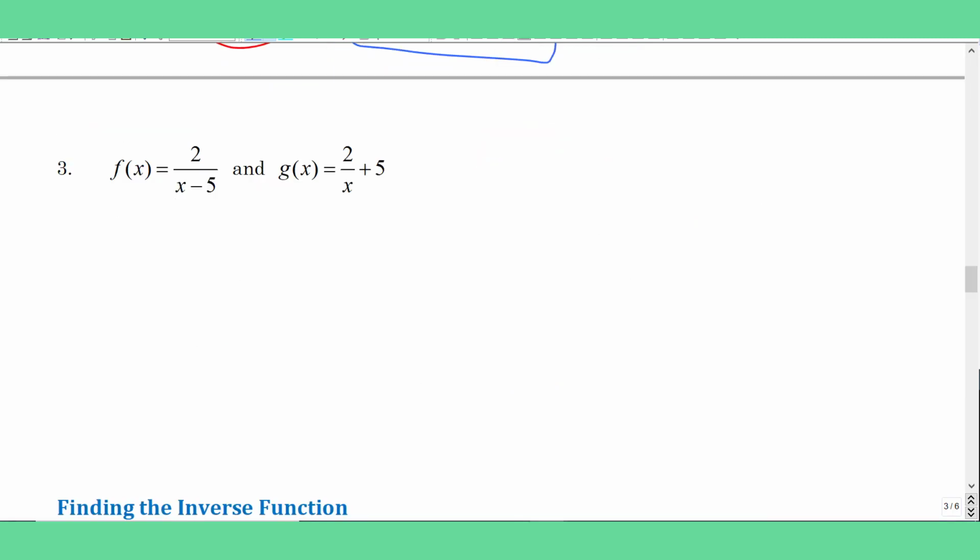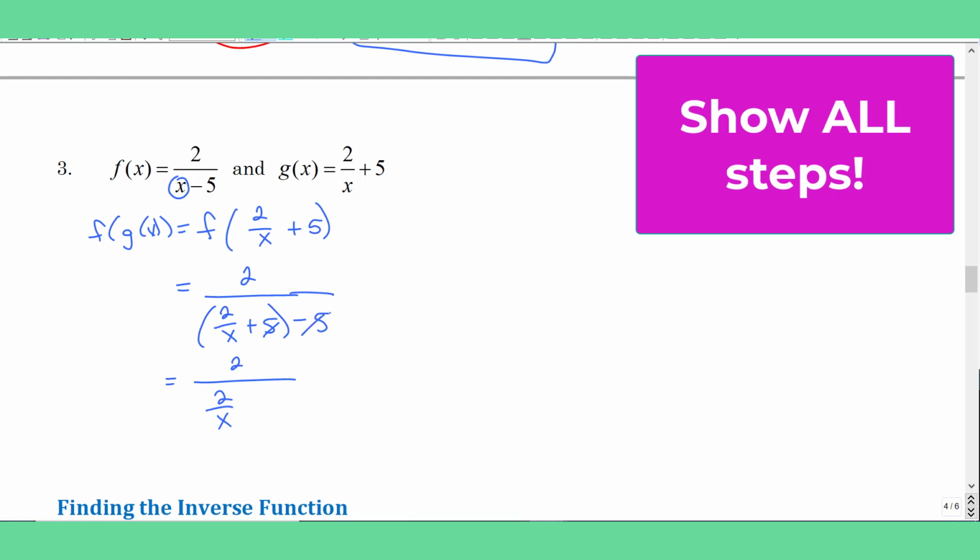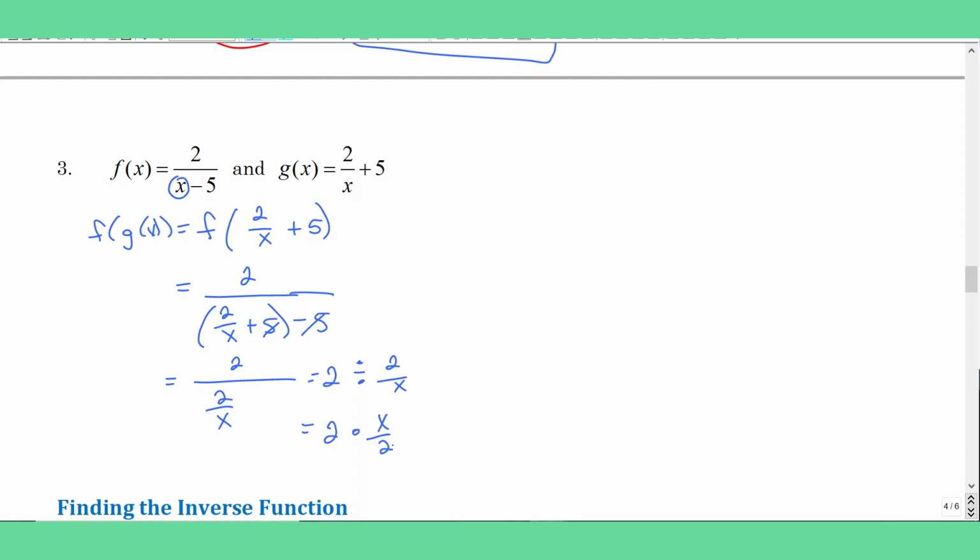Let's do this last example. So we have f of g of x. So f of 2 divided by x plus 5. So wherever there is an x, we're going to put in 2 over x plus 5. Right? Again, slow and steady. 5 minus 5 is 0. What does this mean? This means 2 divided by 2 over x, which is 2 times x over 2. Remember, when you divide by fractions, you multiply by the reciprocal, and that is equal to x. So that's looking good so far.